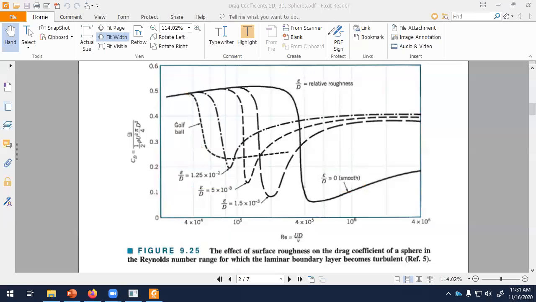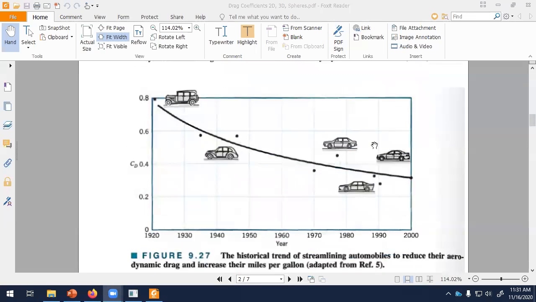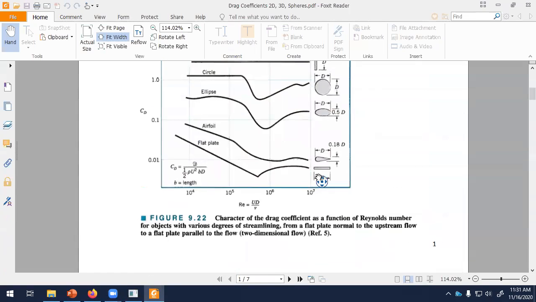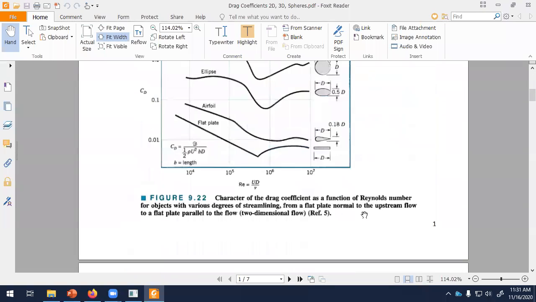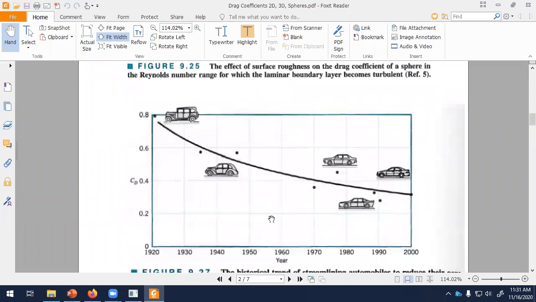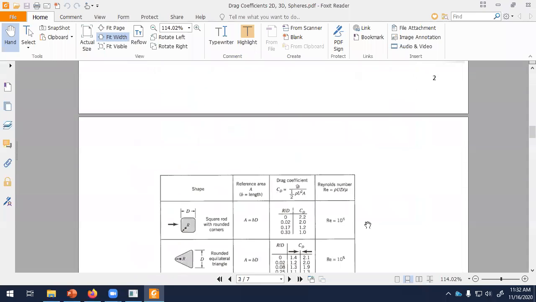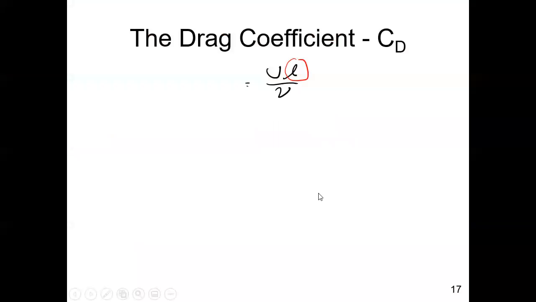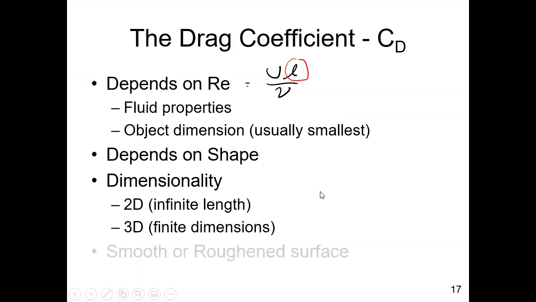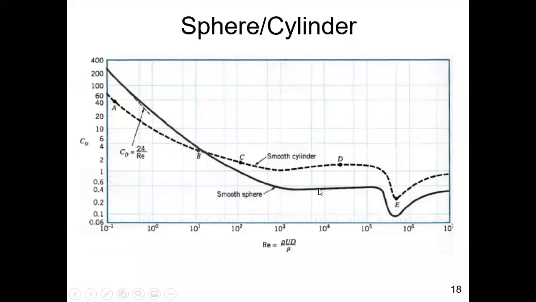And then continuing on that handout, if you look at what we had for the sphere, we have drag coefficients that go from almost 200 down to 0.1. And if you look at a car, you can see how streamlining cars has decreased the drag coefficient almost threefold. That translates into better gasoline efficiency. Okay, so going back to the PowerPoint presentation. This is the sphere and the cylinder, and I just discussed this handout.